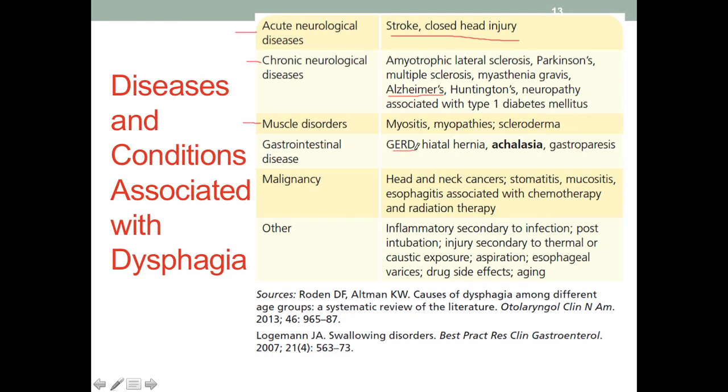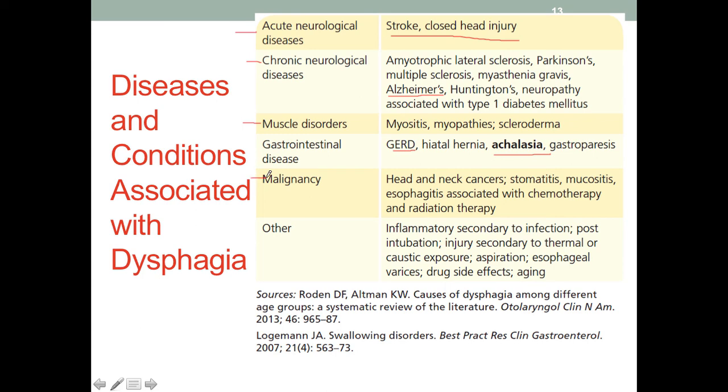We also mentioned GERD, and if we think about it, the mucosa of the esophagus is damaged by the acid in this condition. So when anything like food travels through, it causes pain, which may make it difficult for patients to swallow. Here we also see achalasia in bold. This is where the LES does not relax when swallowing, making it difficult to pass food through to the stomach. It is often caused by damage to the esophageal nerves.